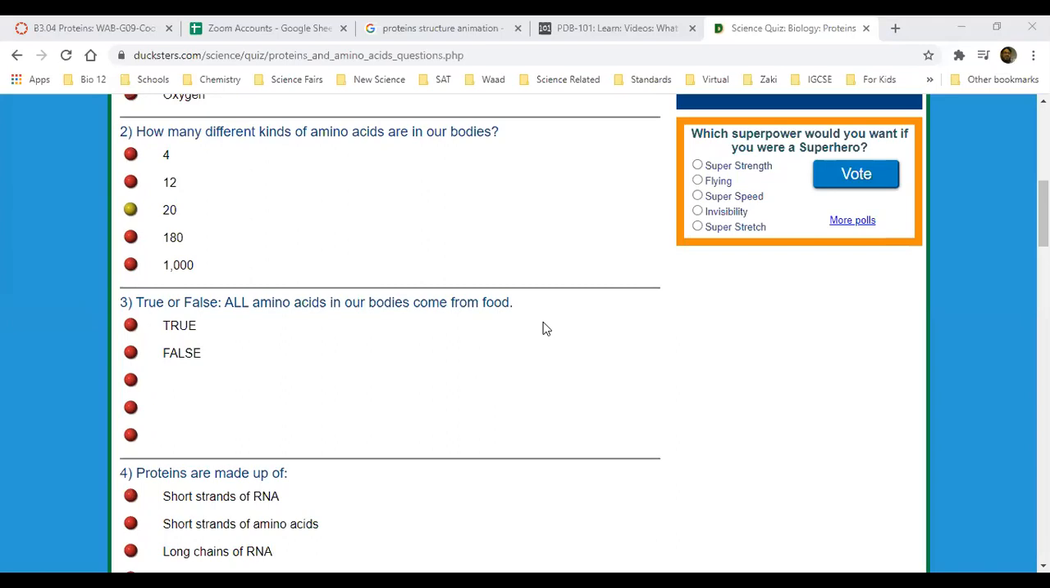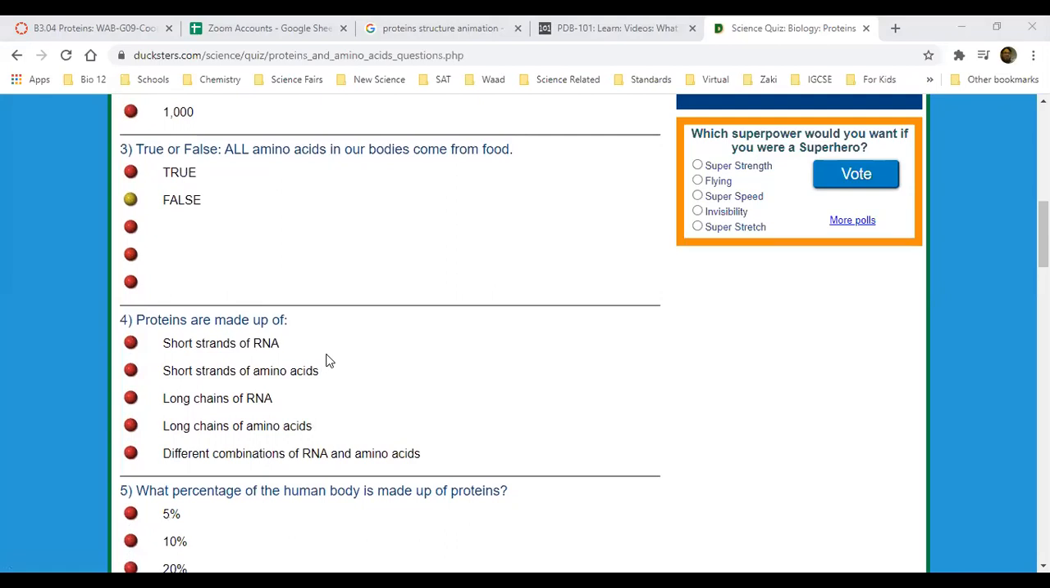False. Why false? Because not all of them come in our bodies. Some come in from our food. He's saying that all of your amino acids are coming from food. Yeah, not all of them come in the food. How many of them come from the food? I don't know. Maybe true. It's not maybe true, it is false. Because 12 we can make by ourselves, and 8 we are dependent on food. We need these 8 from food.